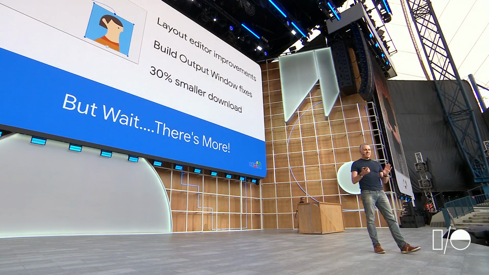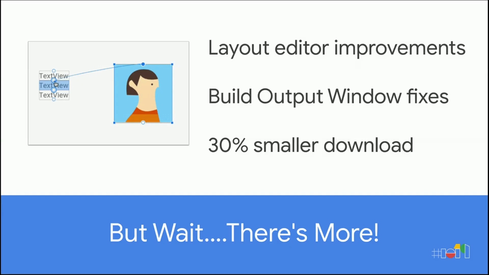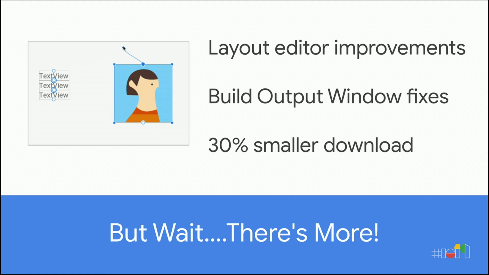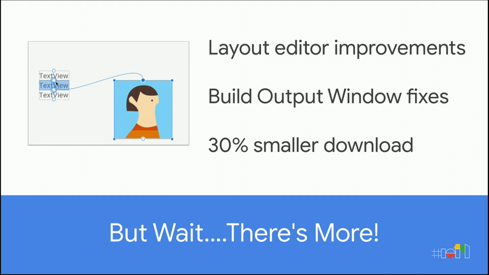And that's not all, right? Due to time constraints, I can't cover everything we've done for Project Marble, so I'll just list a few more quickly. In the layout editor, we fixed a bunch of usability problems. In the build output window, we worked on our error parsers and the UI to do a much better job pinpointing what the build problem is and why the build failed.